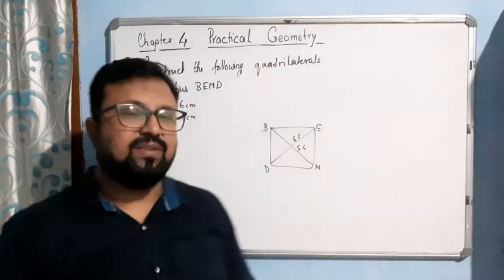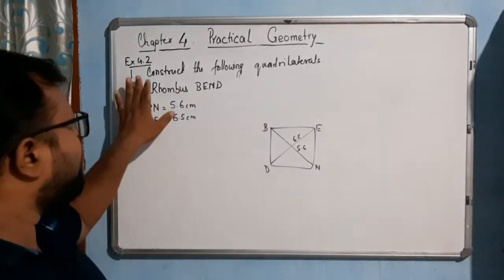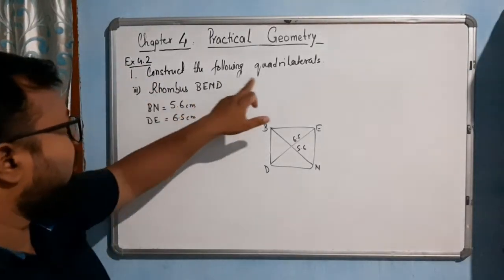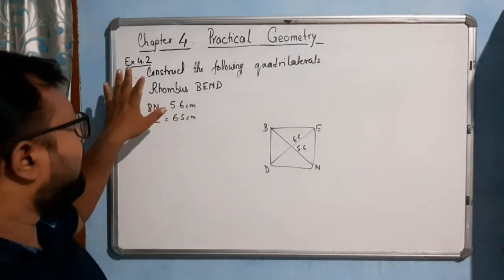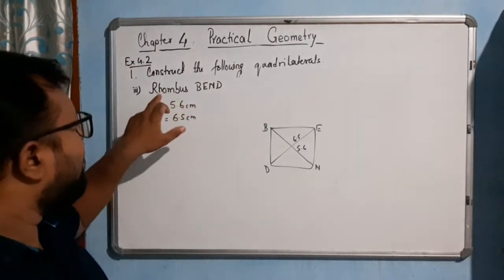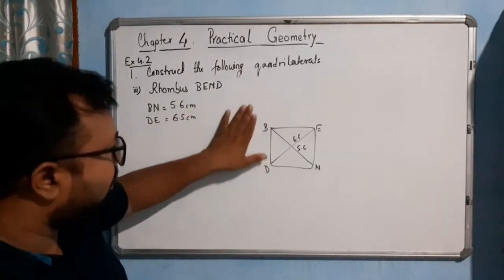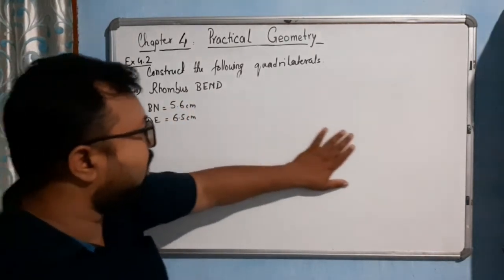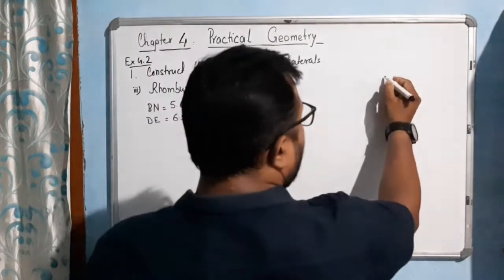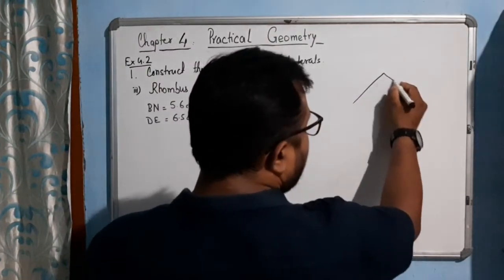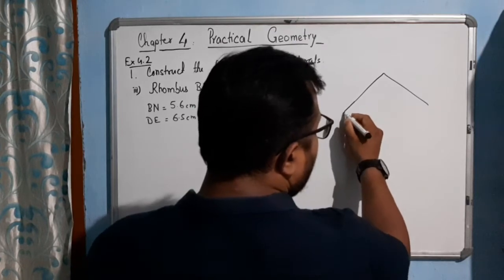Hello students, now come to the last question of this question number 1. Construct the following quadrilateral, or you can say last question of the exercise also. Rhombus BEND. So I have drawn a rough sketch here. Let me draw the rough sketch here itself. It is a rhombus, so we know that all sides are equal like this.